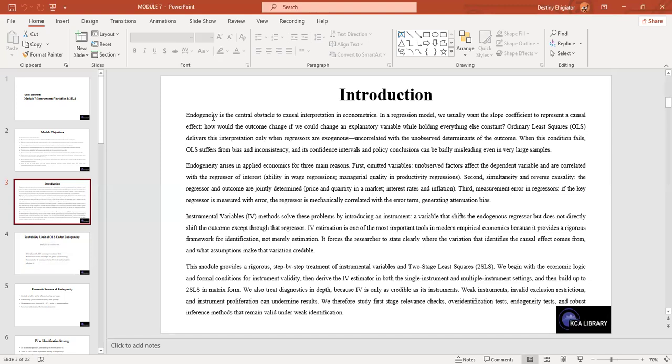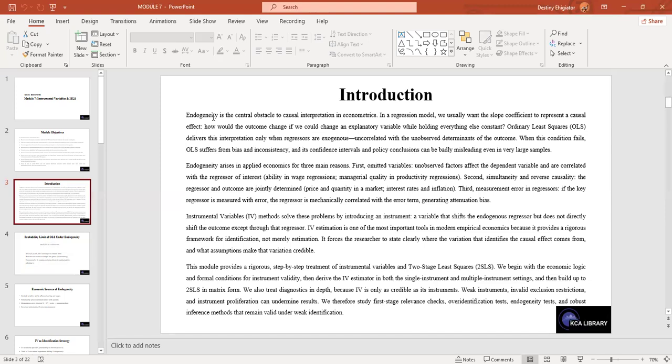Instrumental variables methods solve this problem by introducing an instrument, a variable that shifts the endogenous regressor but does not directly shift the outcome except through that regressor. IV estimation is one of the most important tools in modern empirical economics because it provides a rigorous framework for identification, not merely estimation. It forces researchers to state clearly where the variation identifying the causal effect came from.